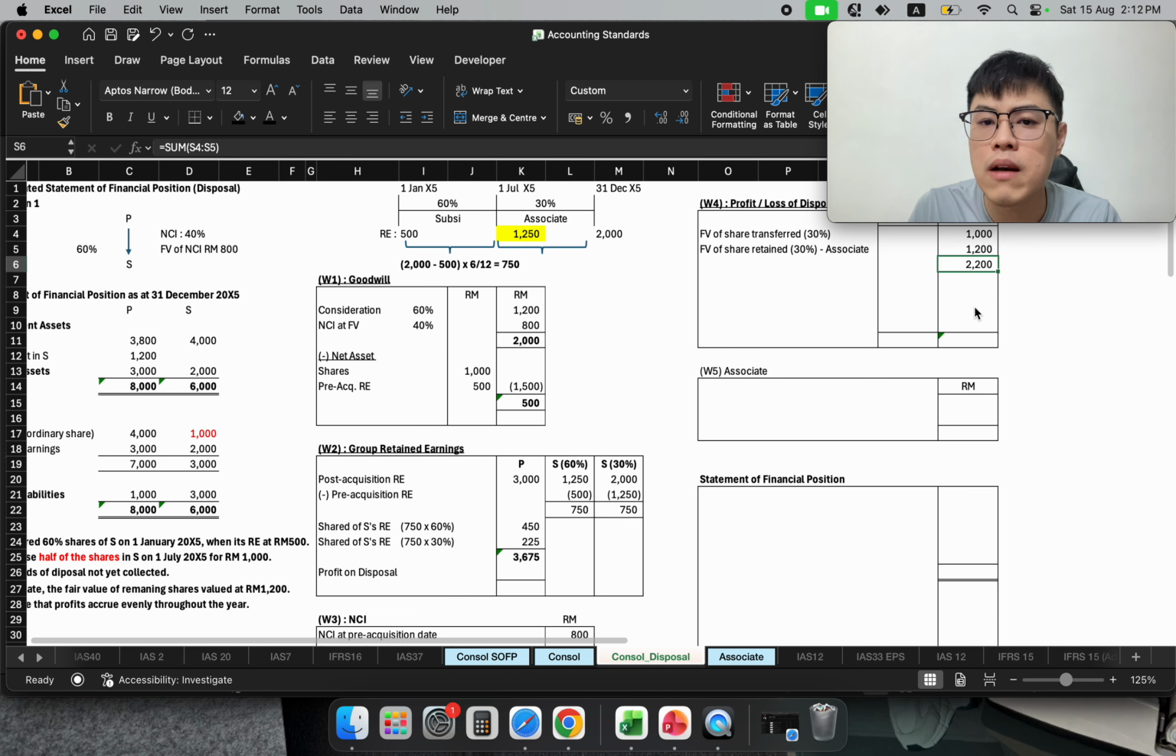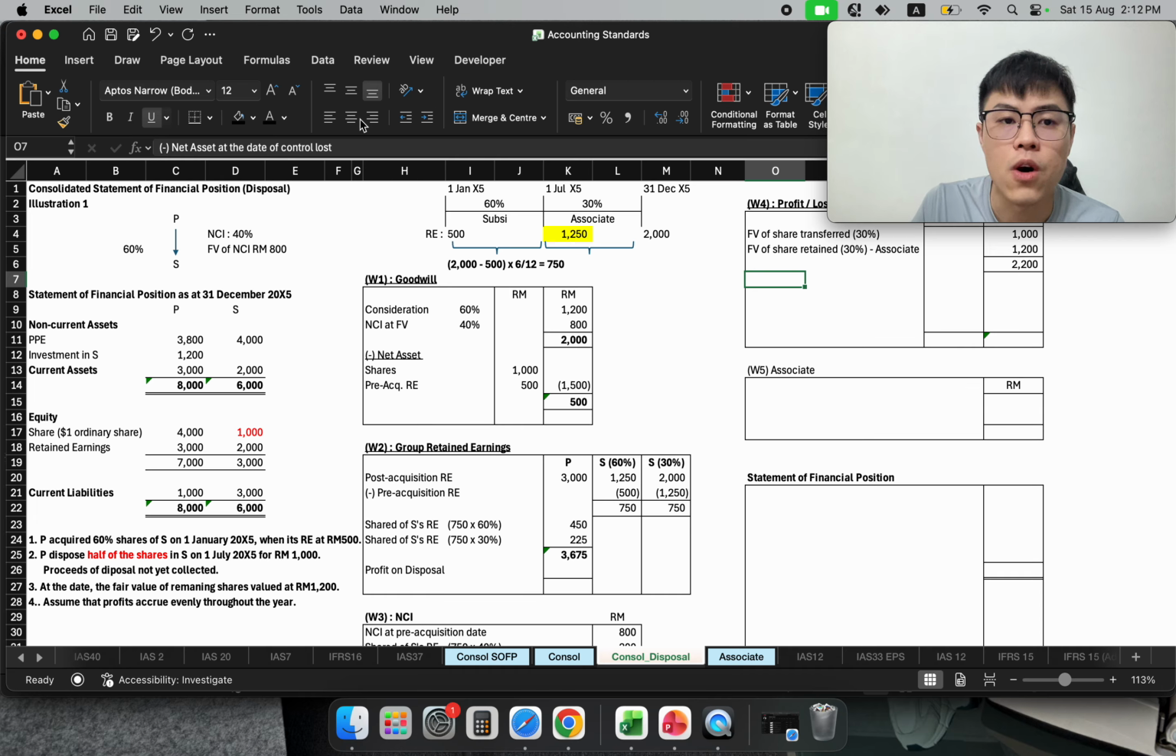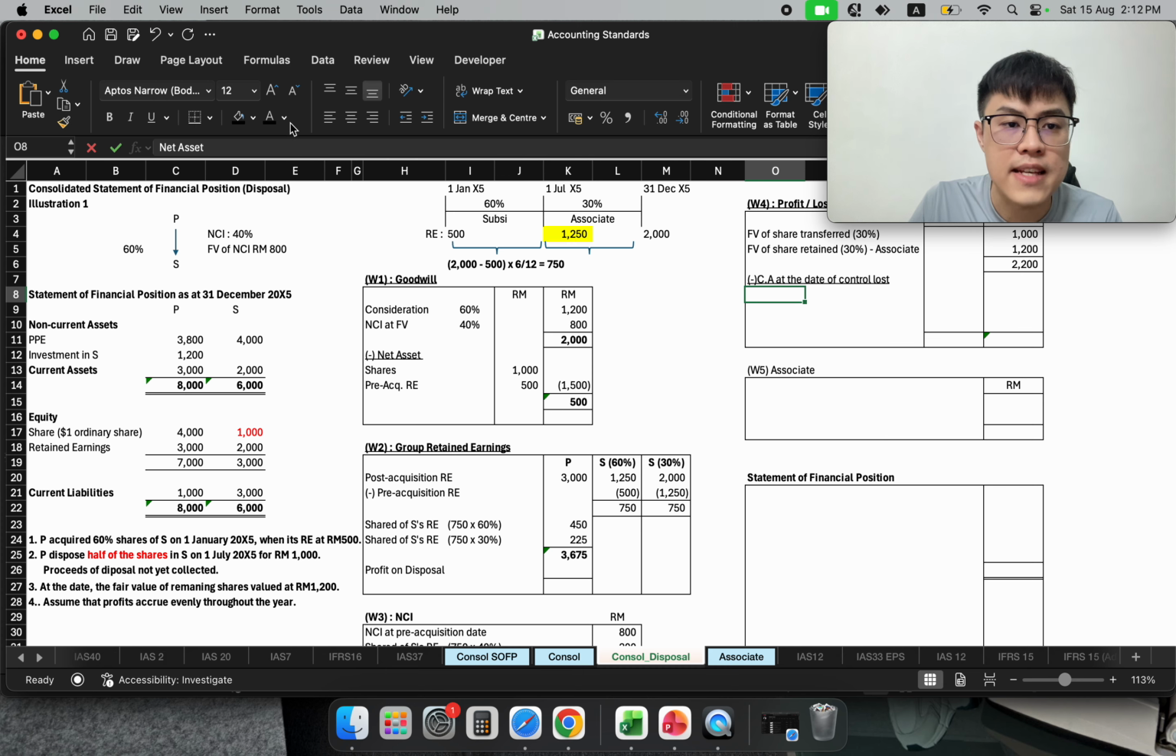So you will need to compare with the carrying amount of your subsidiary, or I call it net assets at the date of control loss. So the carrying amount of your subsidiary, you will need to take your net assets, which is your 3,000.